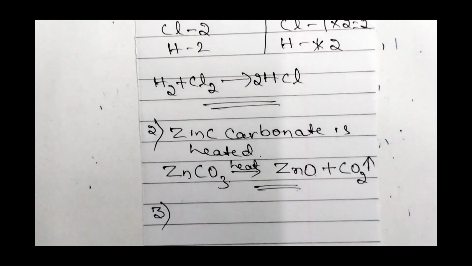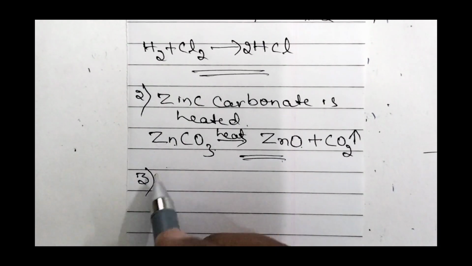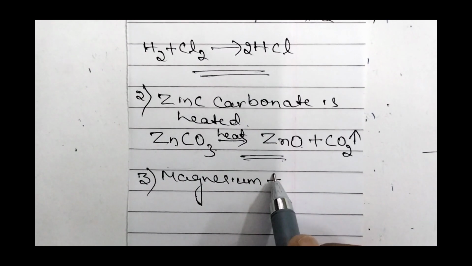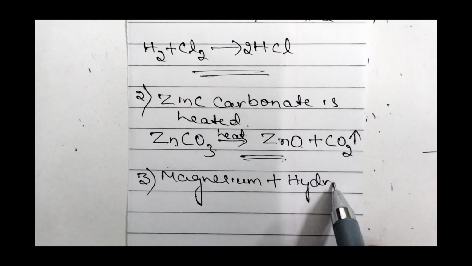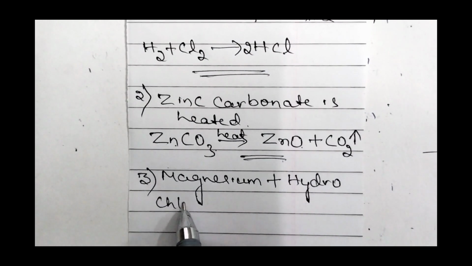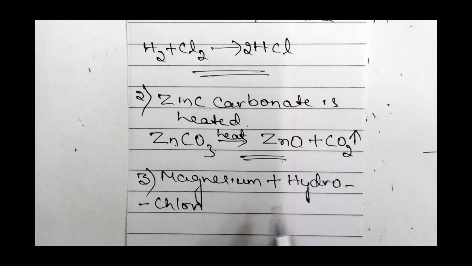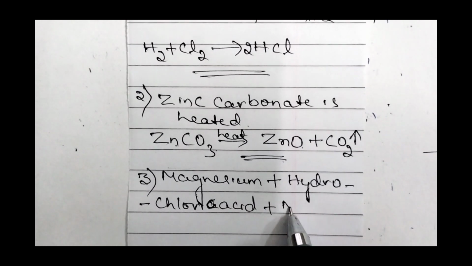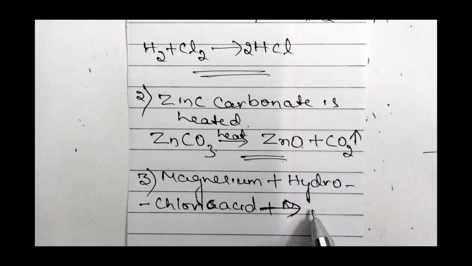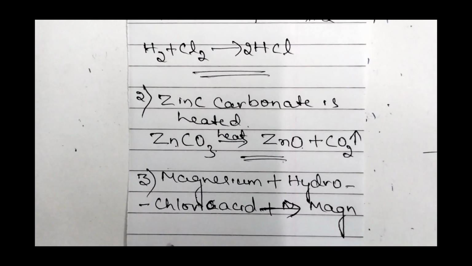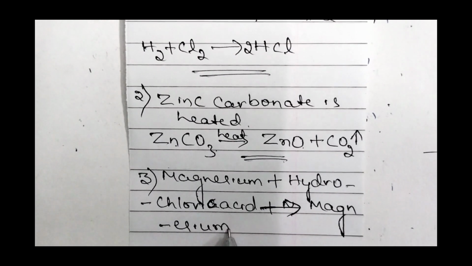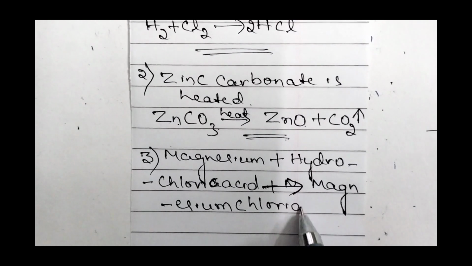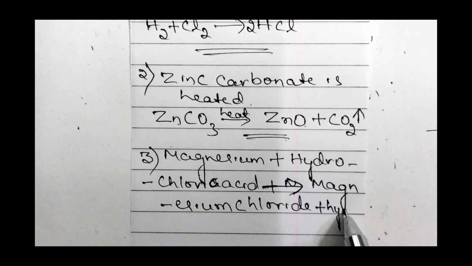So now let us move to the next one. That is the third question. That is magnesium when it reacts with hydrochloric acid. When magnesium reacts with hydrochloric acid, it forms magnesium chloride and liberates hydrogen.